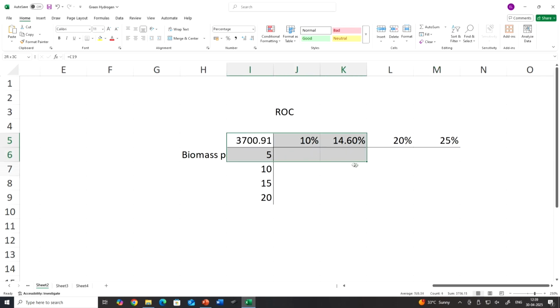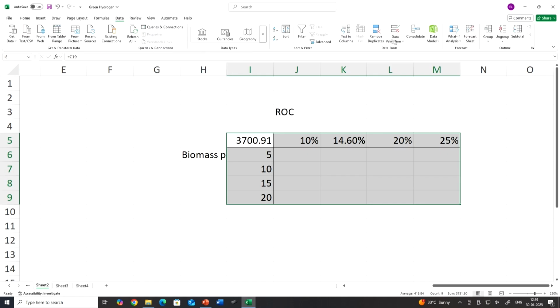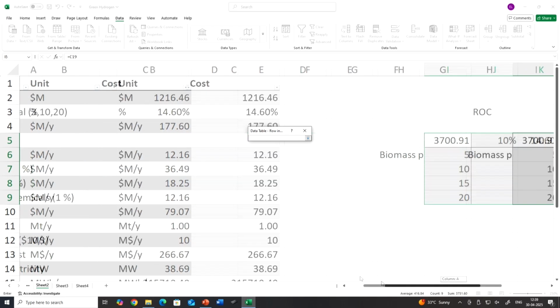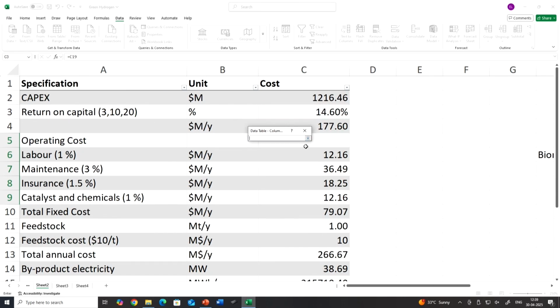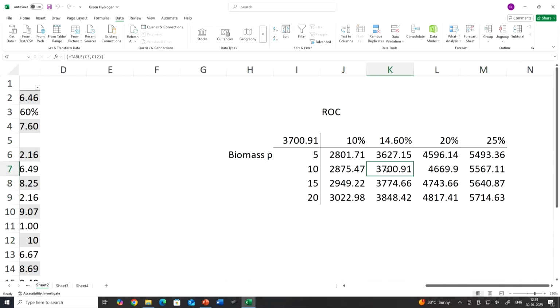So what we can do again is make a pivot table as we have done in the earlier cases. What if analysis, data table. In the row cell, I need to enter this. In the column cell is the feedstock cost, and this is what we have. So currently we are in here.